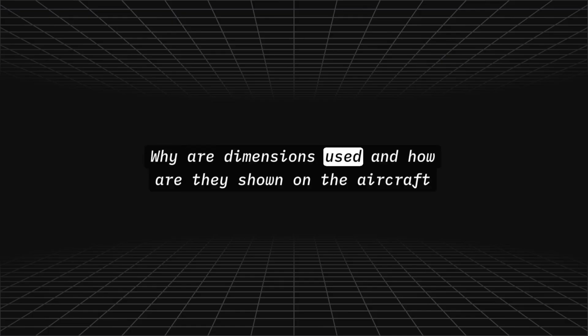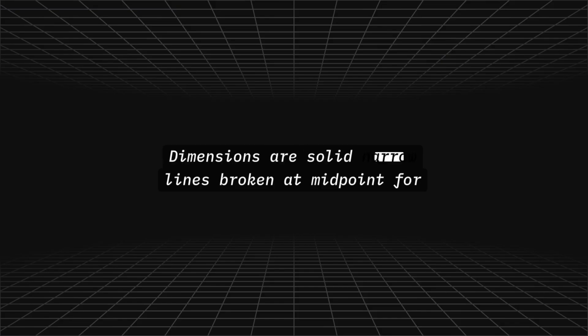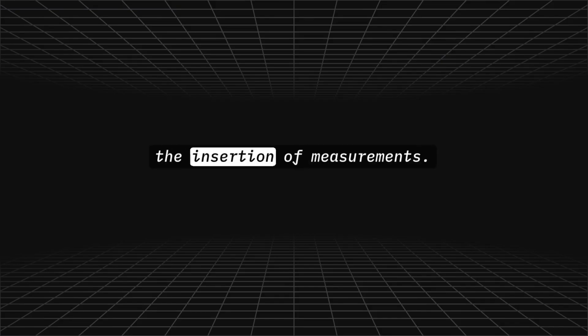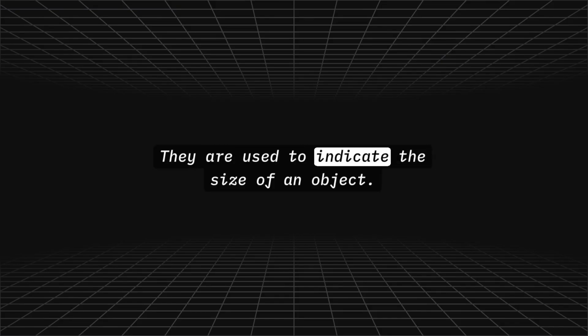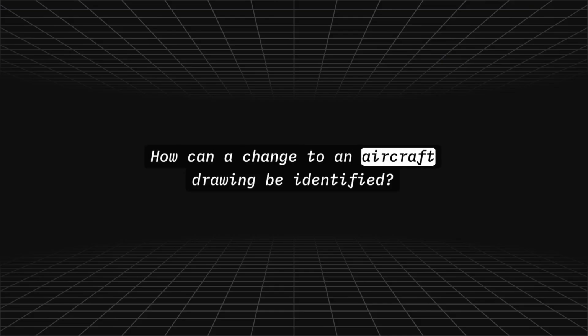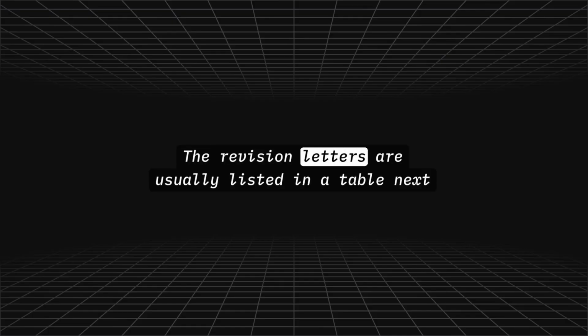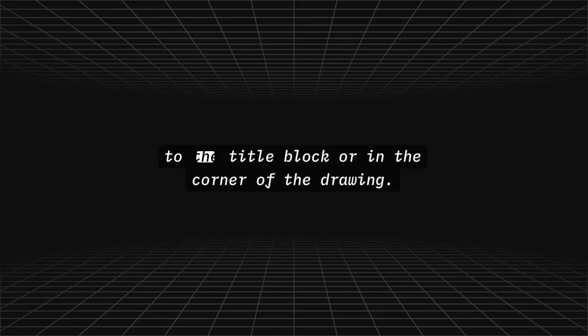Why are dimensions used and how are they shown on the aircraft drawings? Dimensions are solid, narrow lines broken at midpoint for the insertion of measurements. They are used to indicate the size of an object. How can a change to an aircraft drawing be identified? By its revision letter. The revision letters are usually listed in a table next to the title block or in the corner of the drawing.